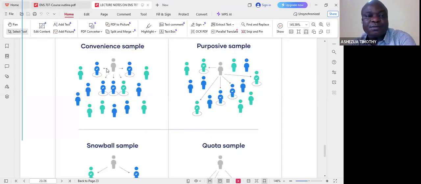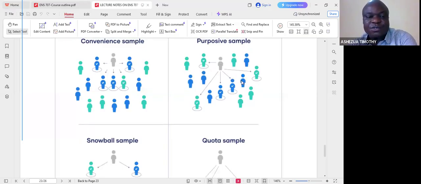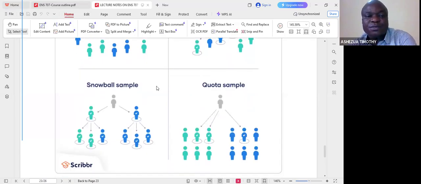So here we have the convenience sample. This is the total population. You have an entire population. So you have a convenience sample. This is how to take a convenience sample. You have a purposive sample. This is how you take a sample from this entire population. And you have a snowball sample. This is how you take it. Then you have a quota sample. This is how you take your quota sample.